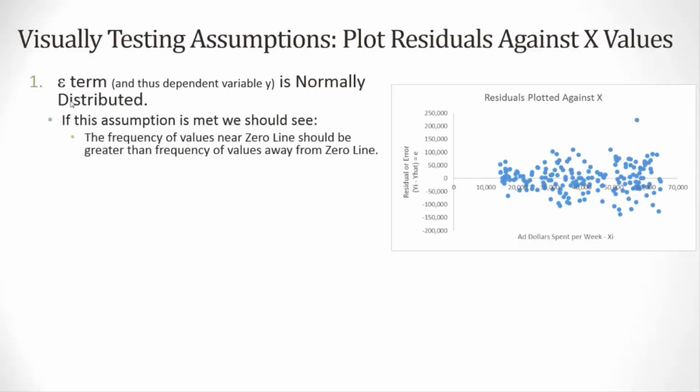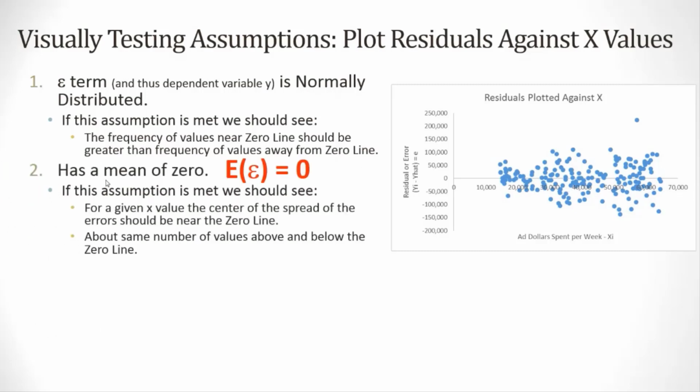Our first assumption, the error term epsilon is normally distributed, well, that can be visually checked out if most of the dots are right along the line. That means there's a higher frequency, and then they kind of tail off on either side. Then this assumption is met. Now, it doesn't look perfect here, but there's no strong violation of this assumption.